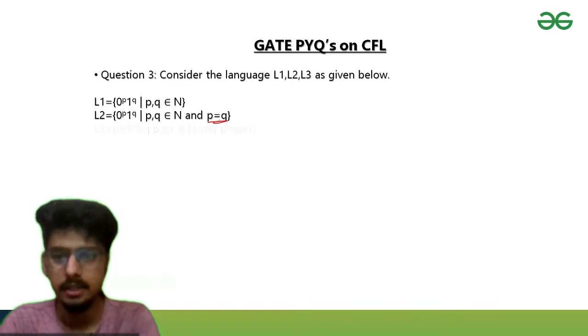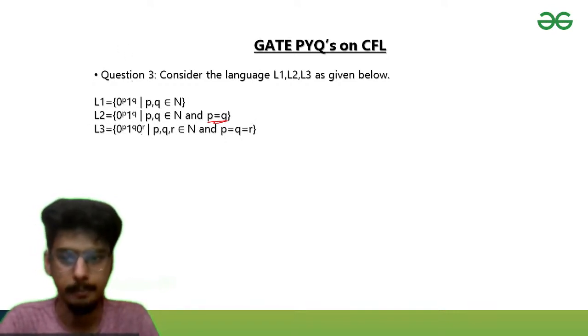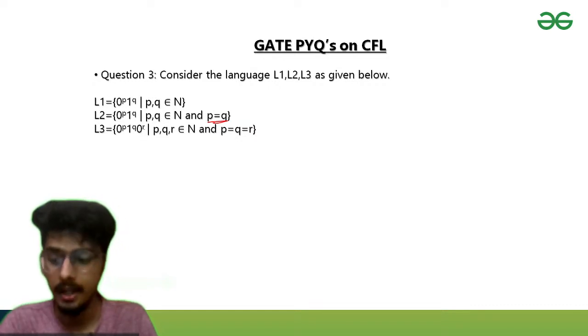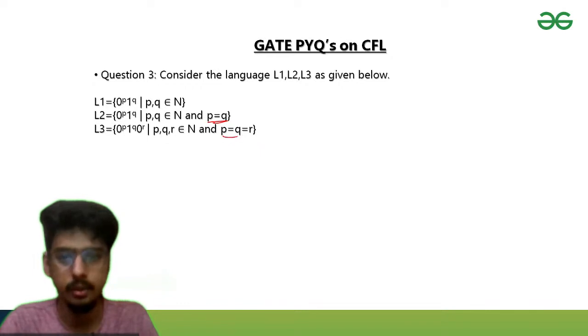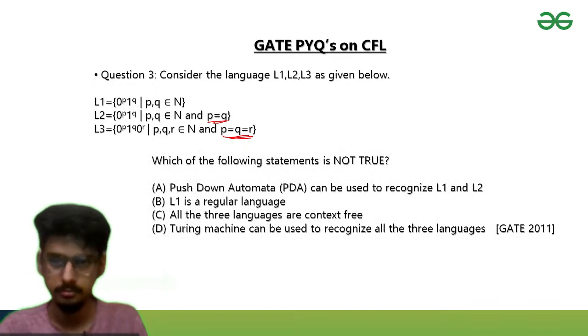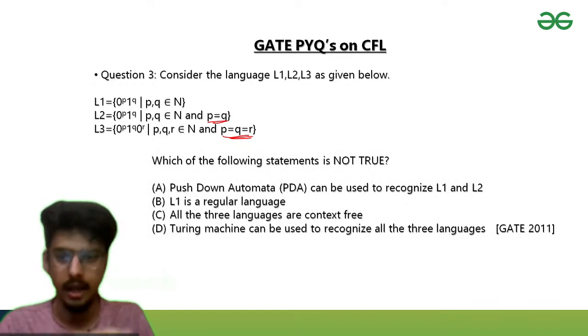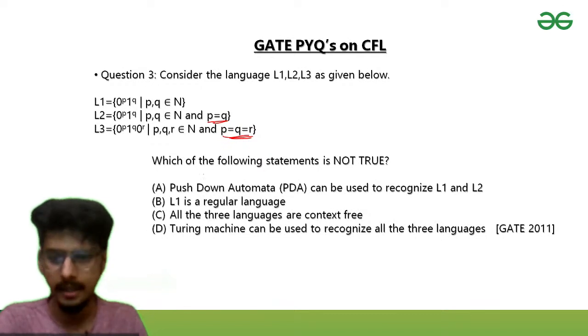Okay. Then the third is that 0 to the power P, 1 to the power Q, 0 to the power R. And again you have to check that P is equal to Q and Q is equal to R. This is the condition which is given. And now the question says, which of the following is not true.